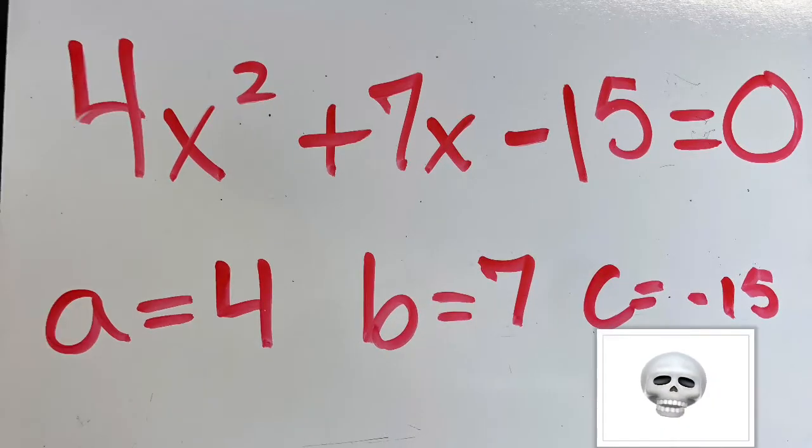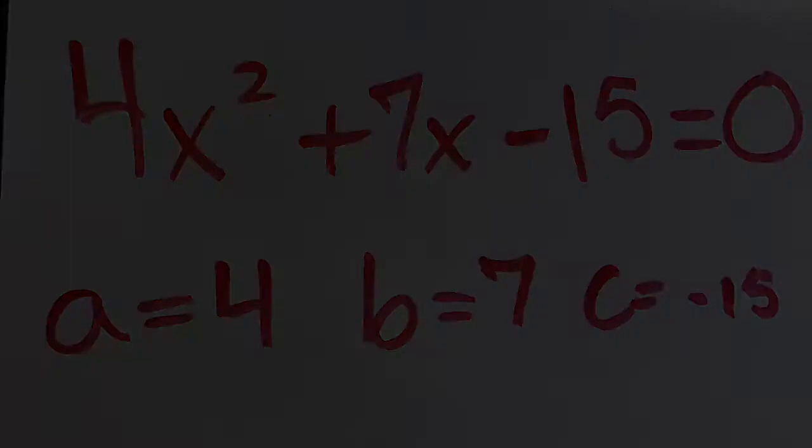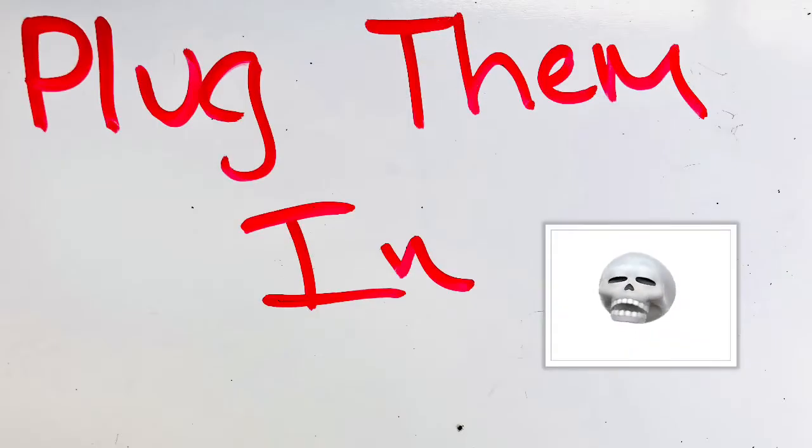So in this first problem, 4x squared plus 7x minus 15 equals 0. The first thing you want to do is identify your a, b, and c. A equals 4, b equals 7, and c equals negative 15. Next, you want to take your a, b, and c and plug them into the quadratic formula.